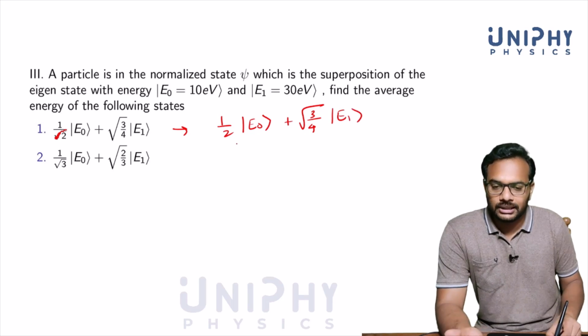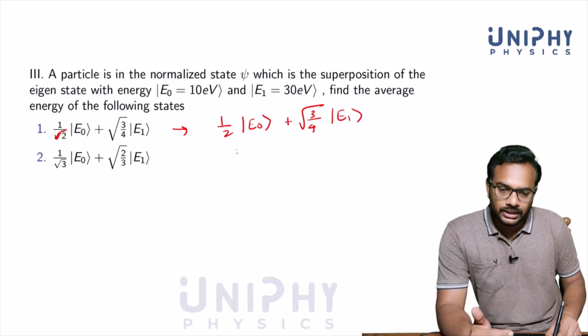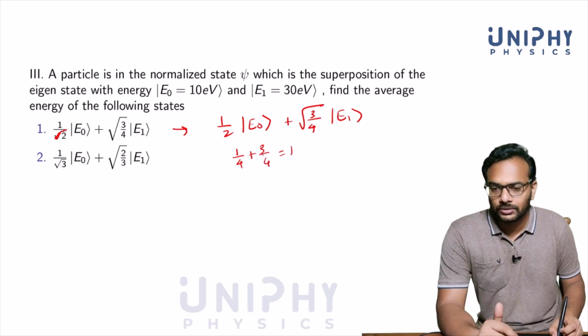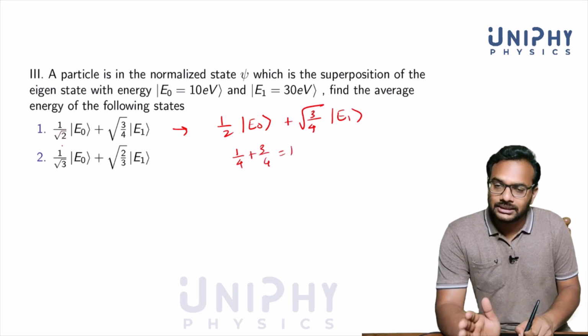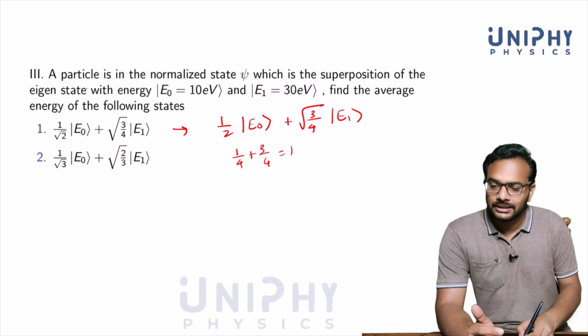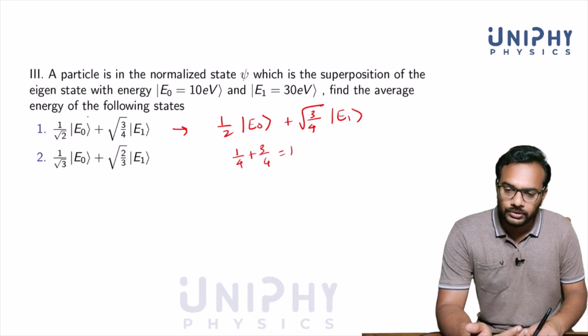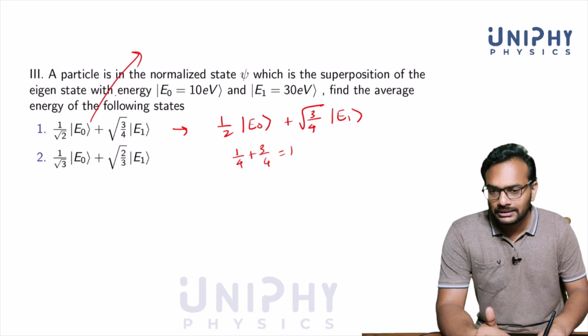Okay, that's normalized now because when you square and add, you get 1 by 4 plus 3 by 4, which is equal to 1. It's normalized now. Alright. Now, if you want to continue with this state, you just have to normalize. How do you normalize this state? We have already done the problem to normalize this. How do we normalize this?